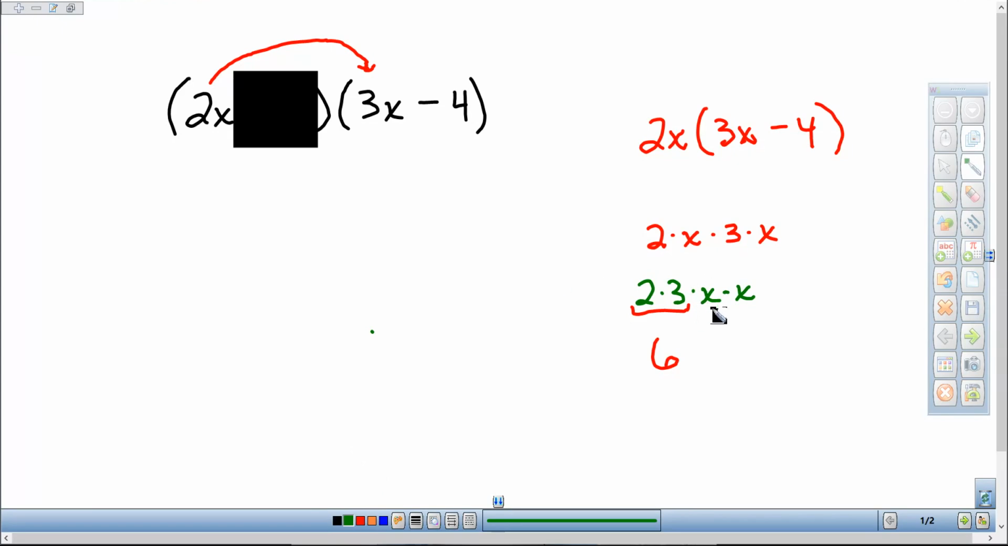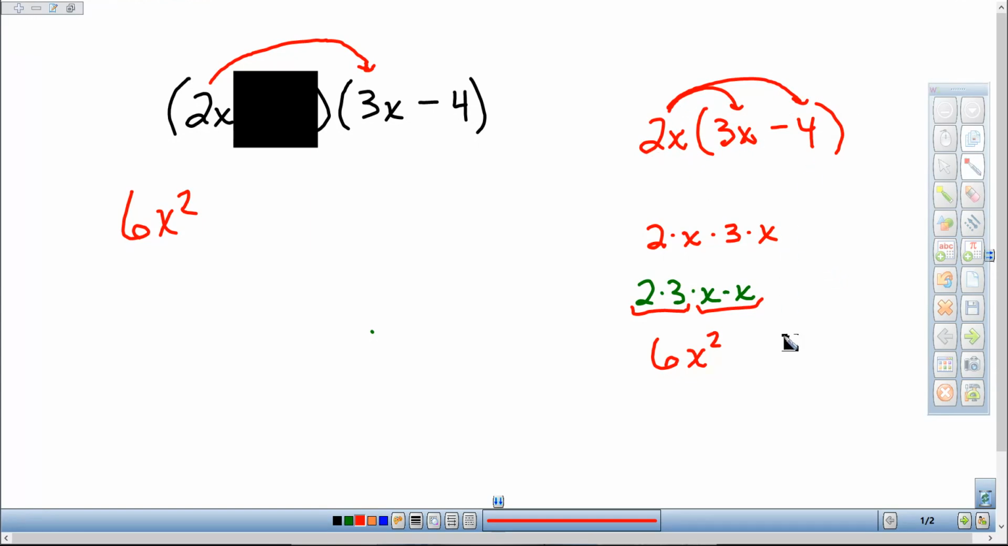So looking at this second part where it says x times x, can be expressed as just x, but we're doing it twice. We're multiplying by x twice, and so we call that x squared, and 2 times 3 makes 6x squared. And that would be my first term that I write down here, 6x squared. It came from this times this. Now you would do 2x times negative 4.